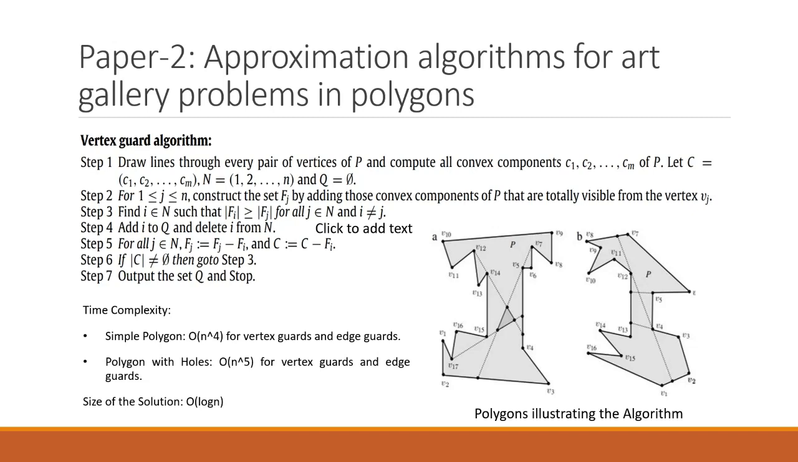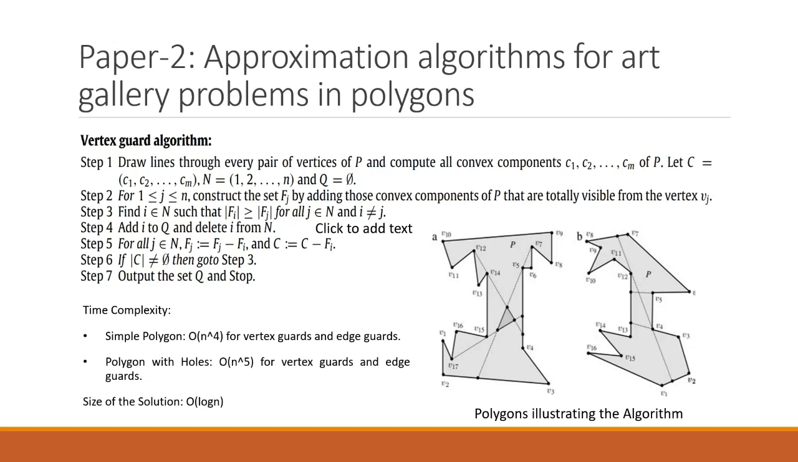In the algorithm, they compute convex components, then they find the vertex which can guard the maximum convex components. Then they find a convex component that is unguarded by the previous vertex. Then they find another vertex to guard the remaining convex components, and they keep on doing this until all the convex components are guarded. So this is a very simple algorithm, and we can see the illustration of the algorithm in the figures.